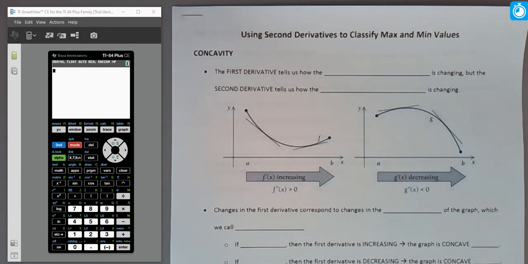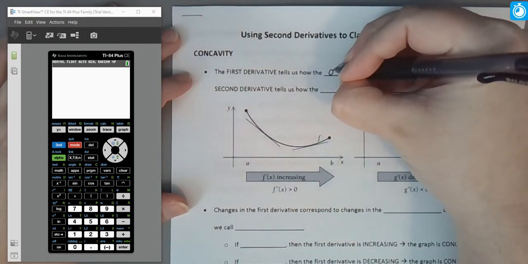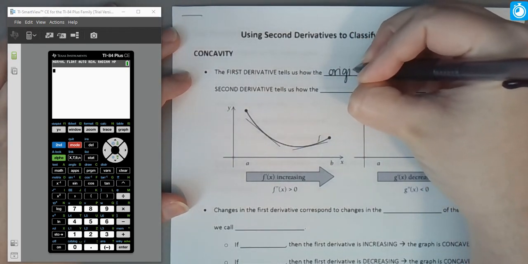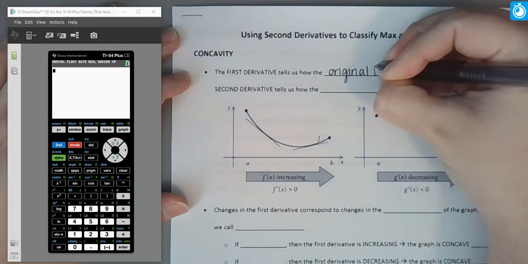First derivatives give us information about where a function is increasing and decreasing. Second derivatives are going to give us information about a function's concavity, and I'll explain what that term means in just a second. In general, the first derivative tells us how the original function is changing.